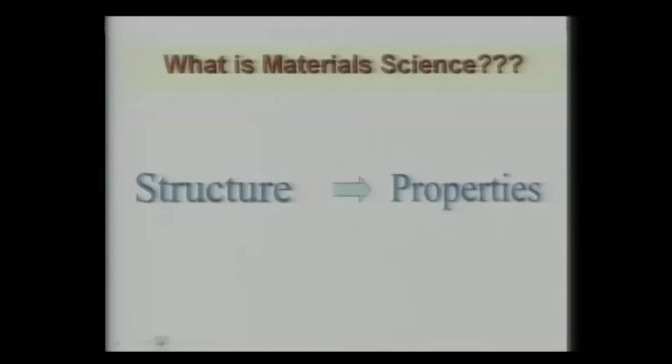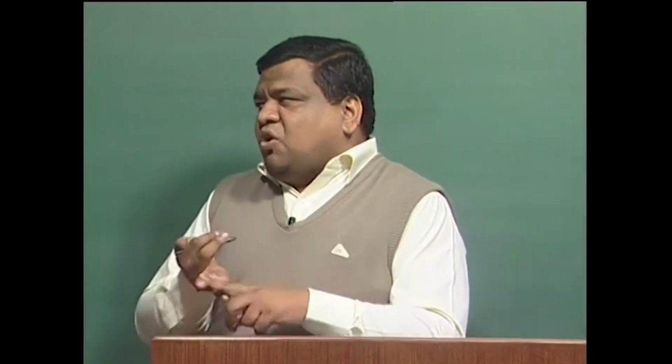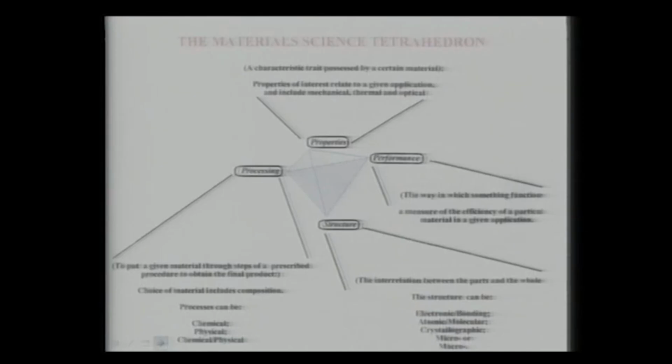Now this concept can be successfully applied to understand the behavior or the properties of metals, ceramics, polymers, as well as composites. Now this is the famous tetrahedron of material science, the material science tetrahedron. So this also appears in one of the prestigious journals of material science like Acta Materialia. And here at the four corners of the tetrahedron, there are processing, structure, property, as well as performance.